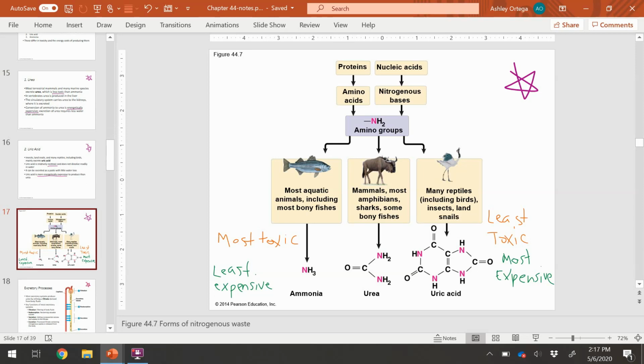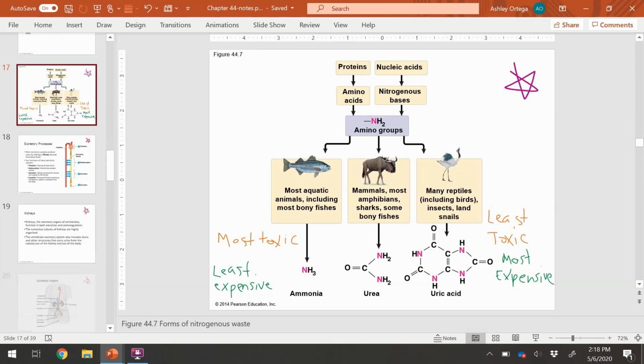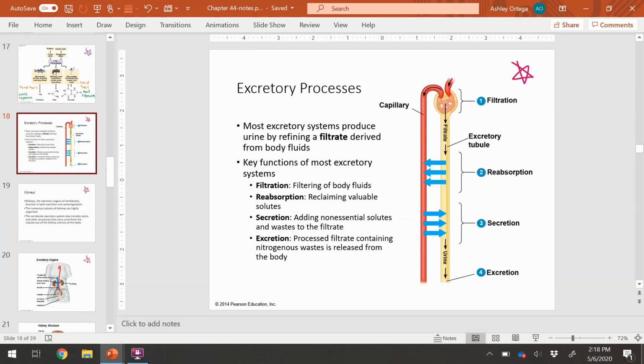So overall, you do want to know these groups, these metabolic wastes, their expensiveness, their toxicity, and then which, in terms of category, which group produces it. Okay, so now we understand the osmoregulation and waste products. We're going to look at the excretory process, which comes in 4 main stages.